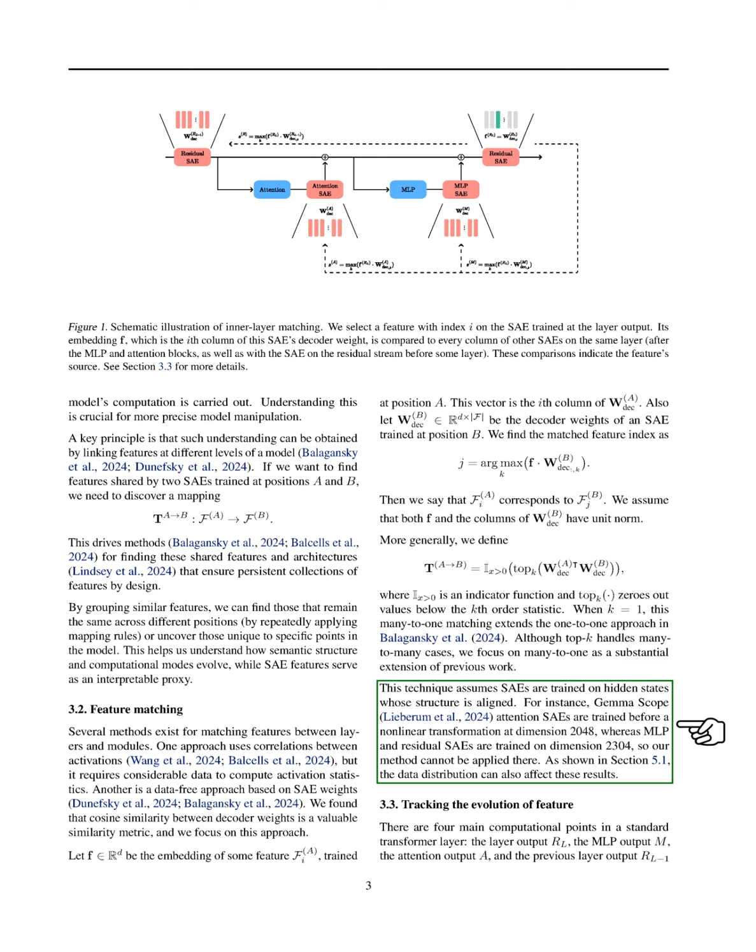Section: Tracking the evolution of features. In this section, we track the evolution of features within a standard transformer layer. We identify four key computational elements: the layer output, the MLP output, the attention output, and the previous layer output. The MLP and attention modules utilize the previous layer output to generate the current layer output.